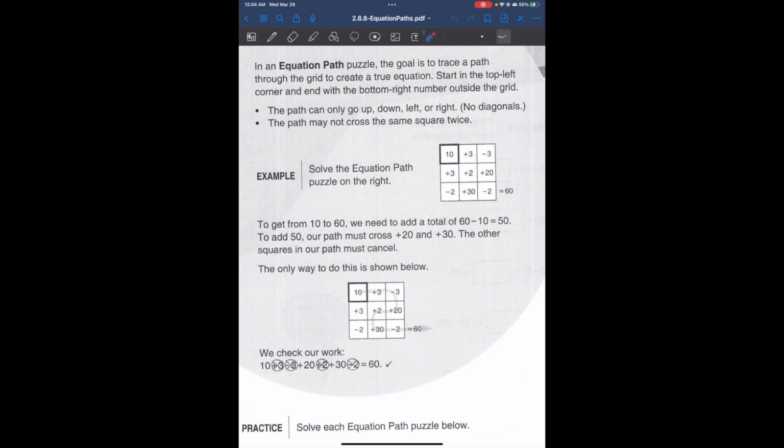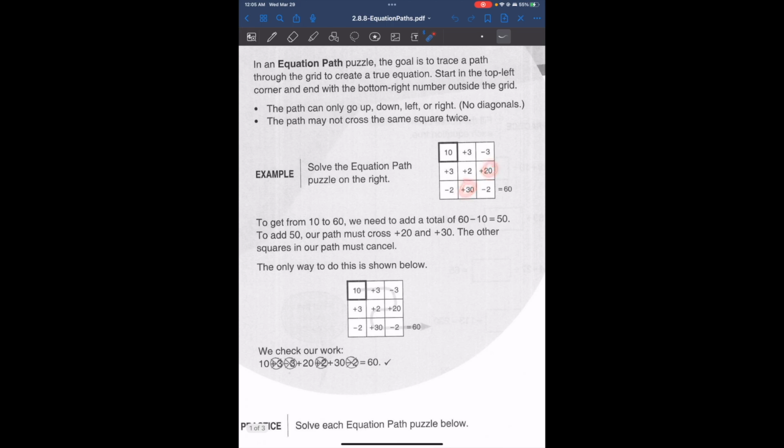What we mean by that is, for example, if we have plus 3 and negative 3, we learned this in the previous video, if we have the same number 3, but one is negative and one is positive, they add up to 0, and that's what we call canceling out. So other boxes that we pass must cancel each other out so that at the end, everything else is canceled out except for 20 and 30. And so we get 20 plus 30 equals 50.